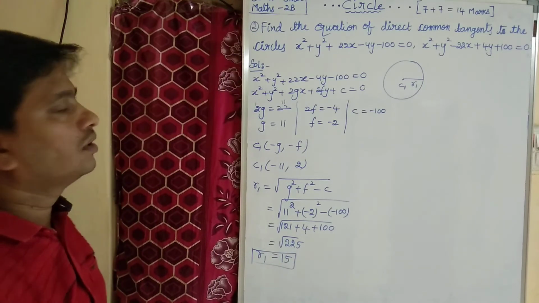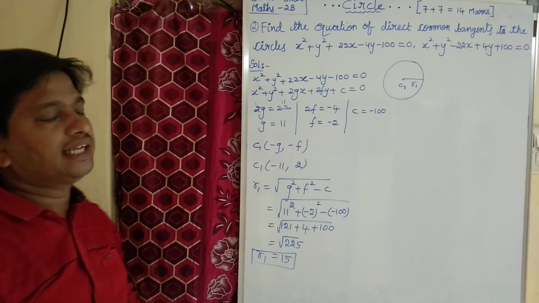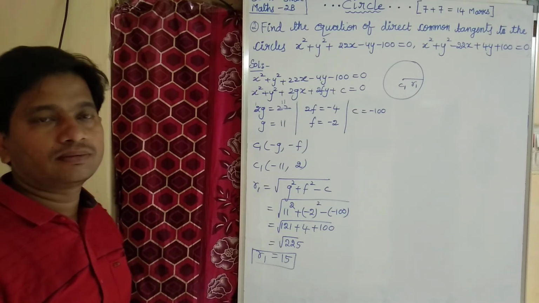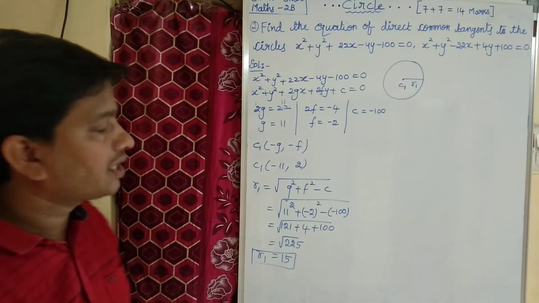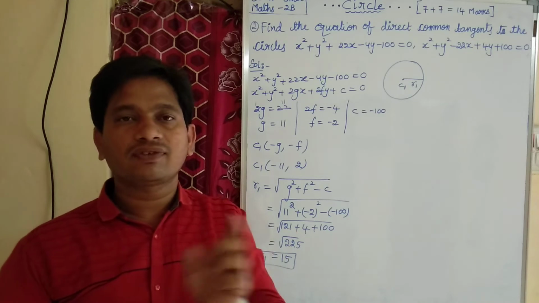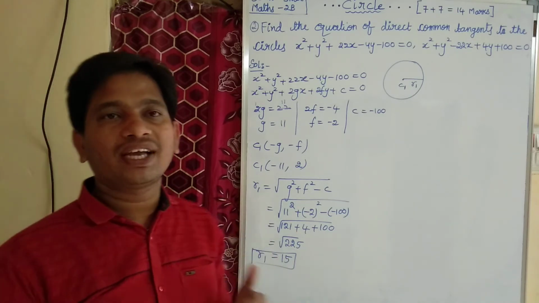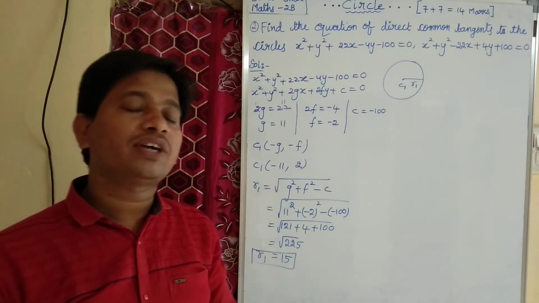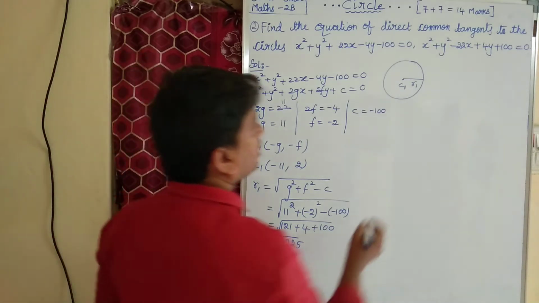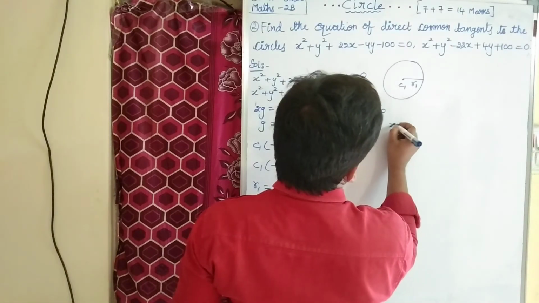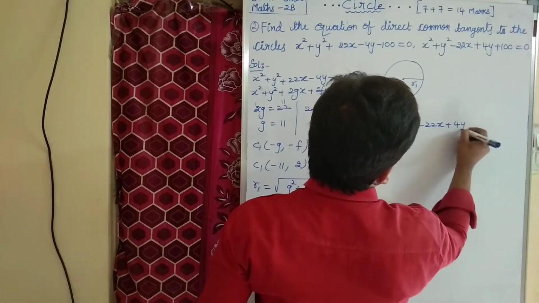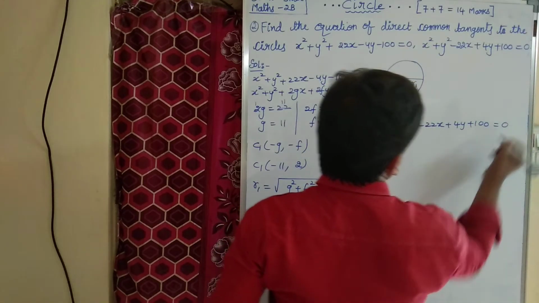Any doubt? So this is common for each and every circle. Whatever the problem given on circles, this is common. Center we call it as minus g comma minus f, and radius formula is root over g square plus f square minus c. If you do this, you will get minimum 2 marks for whatever the circle problem is. Now coming to the second equation of the circle, that is x square plus y square minus 22x plus 4y plus 100 equal to 0.